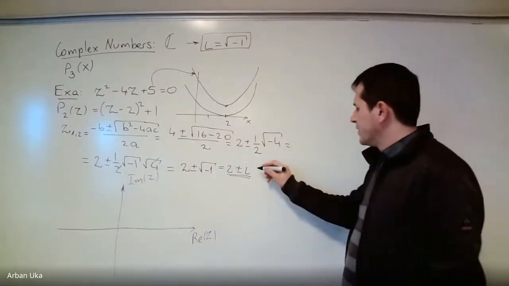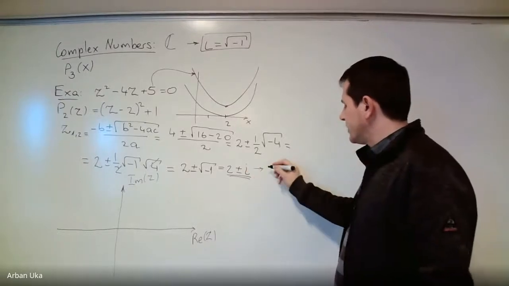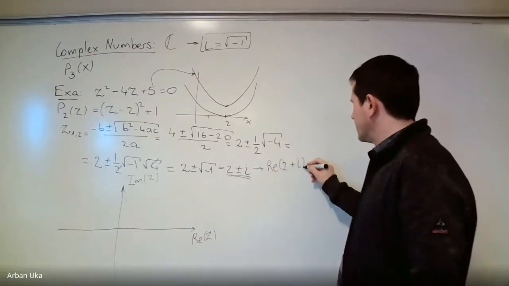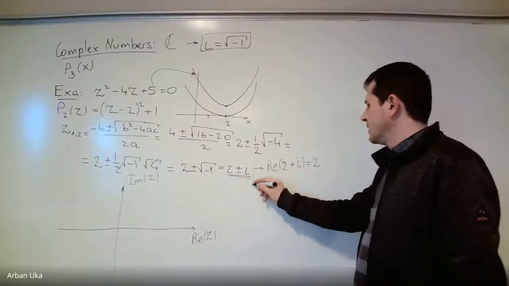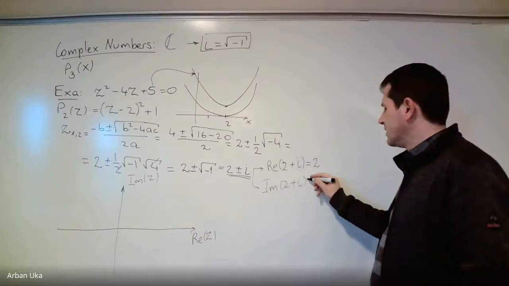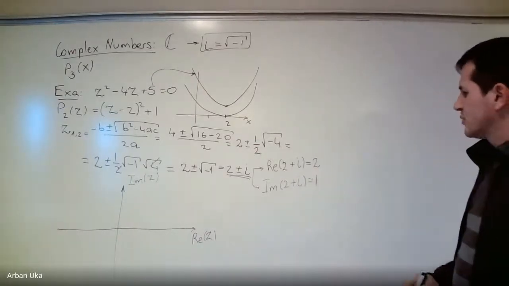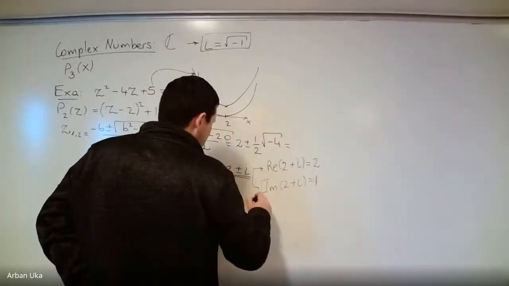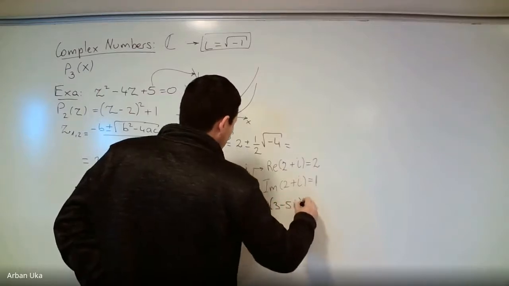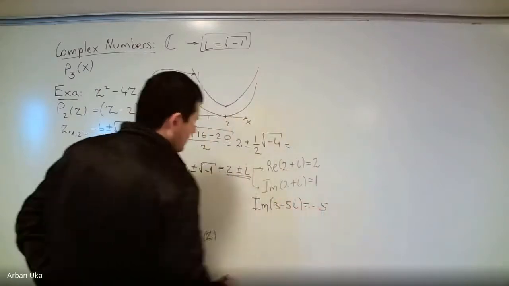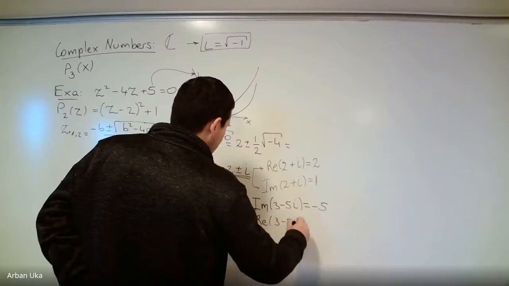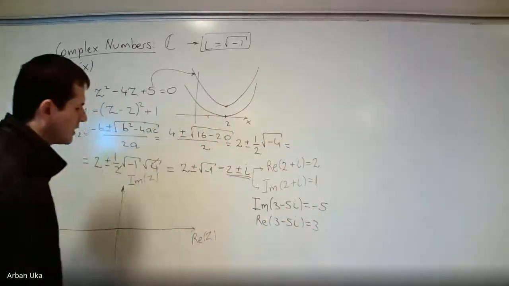For the number that we found, we notice that the real part of 2 plus i is equal to 2. At the same time, the imaginary part of 2 plus i is equal to 1. If we have any other complex number, we can see also the following: the imaginary part of 3 minus 5i would be equal to minus 5, and the real part of 3 minus 5i would be equal to 3, and so on.